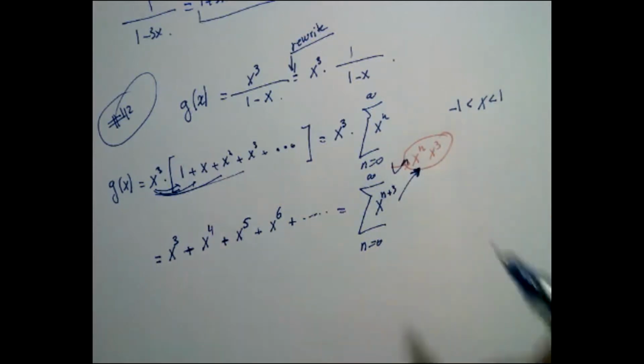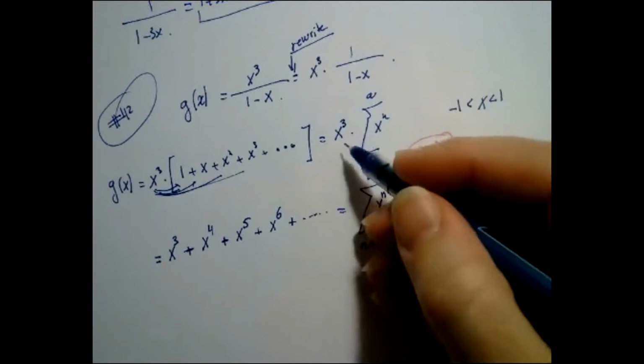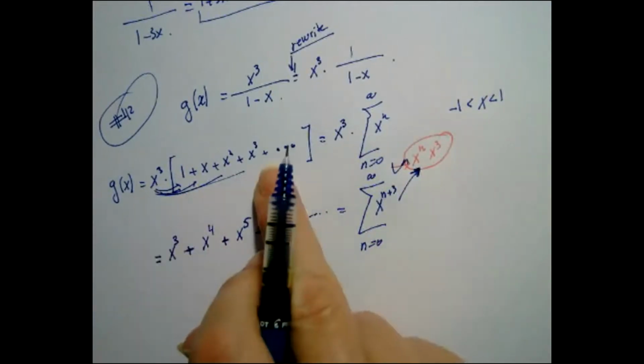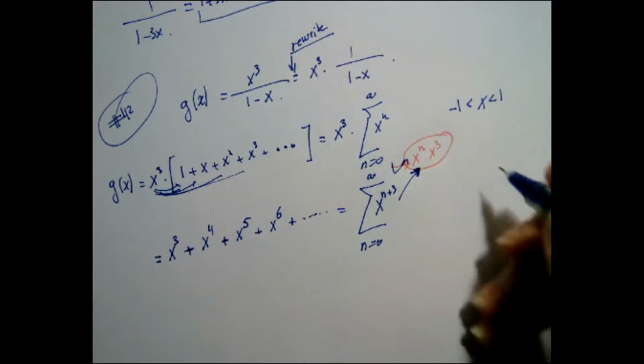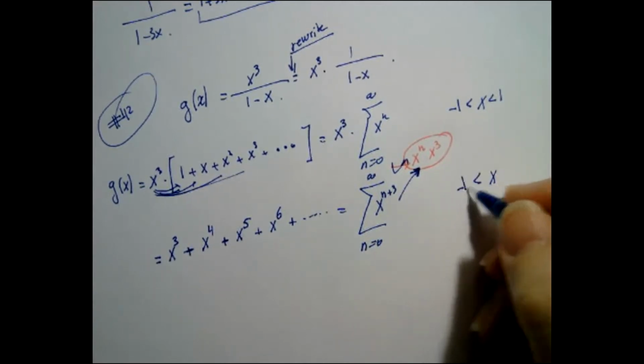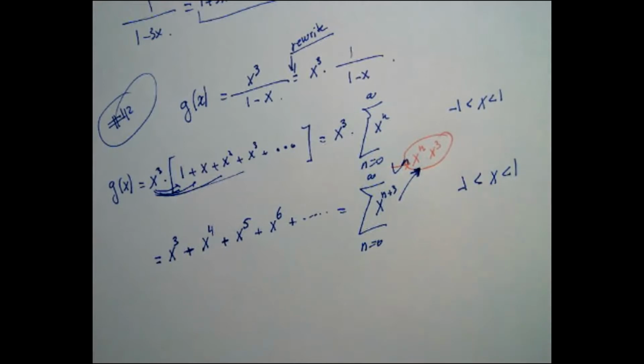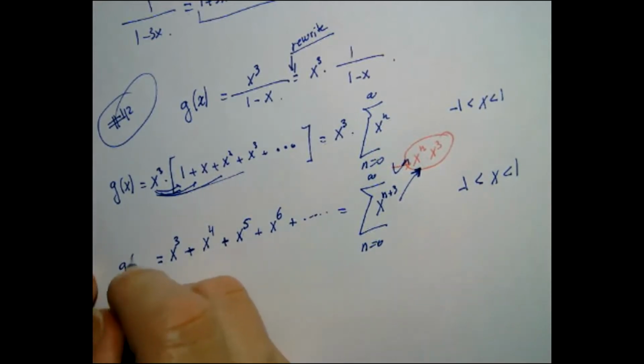That's really what is happening. Every term we're distributing, like I distribute here, each one is multiplied by x^3. That gives me x to the power n plus 3, and this again holds for x between -1 and 1. So that's my power series representation.